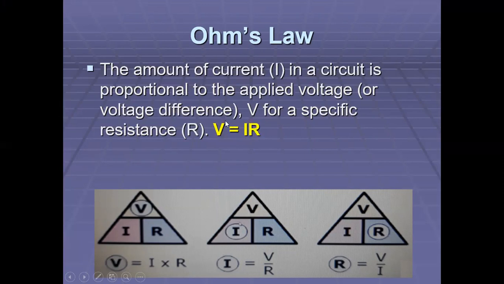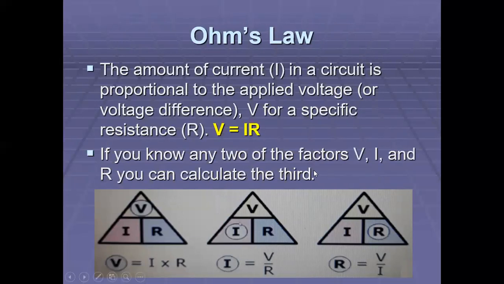And these three we can rearrange to have this. So this one we can say in a triangular form. So V equals IR. If we want to find the V, if we want to find the I, V divided by R, not multiplication. If we want to find the R, V divided by I. So that's the Ohm's law. So if you know any two factors among V, I, R, we can find the other.